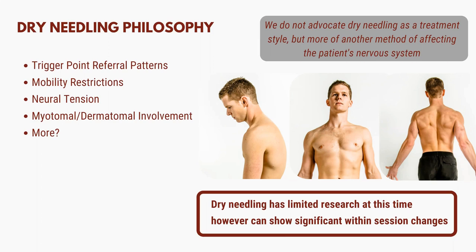Another theory for use with it is mobility restrictions. So, hypothetically, if your hip flexor was restricting hip extension motion, needles to the hip flexors may improve the hip flexor length and therefore improve hip extension mobility. It may impact neural tension. You can do that by placing needles in the muscles along the path of the nerve, possibly into the nerve, maybe at the spinal segments related to the nerve, really in the muscles that the nerve innervates.